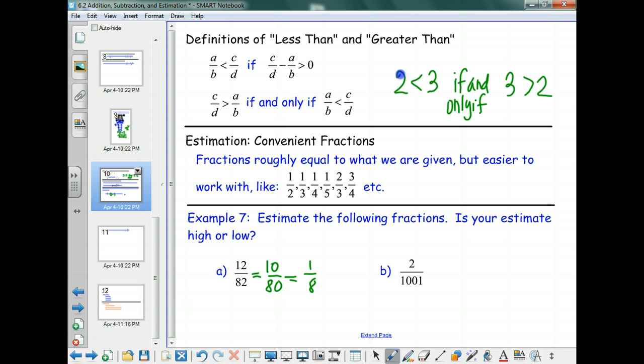What's 12 over 82? Can you get first with the cursor? All right, 0.146. Whoops, you said 0.146. Okay, so we took something that's equivalent to about 0.146 and turned it into a fraction that's equivalent to about 0.125. So is our estimate, the 1 over 8, high or low? It's low. It's a little low.